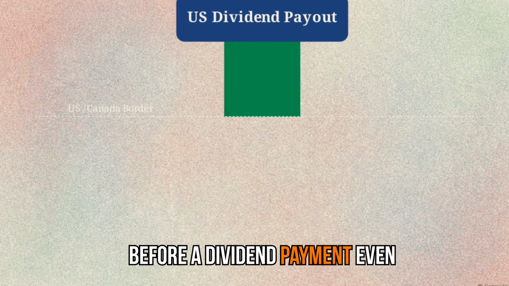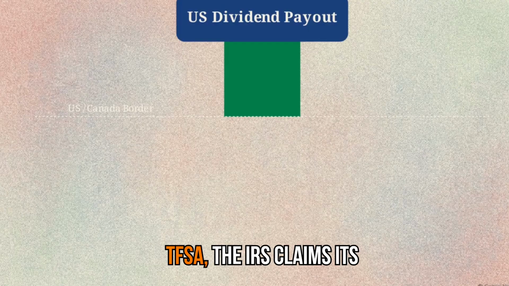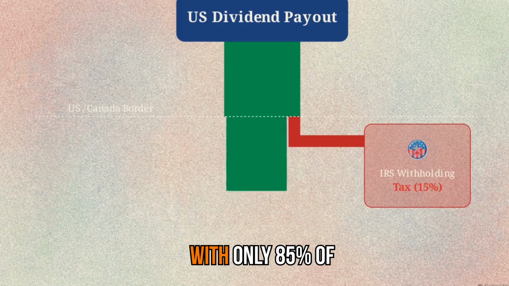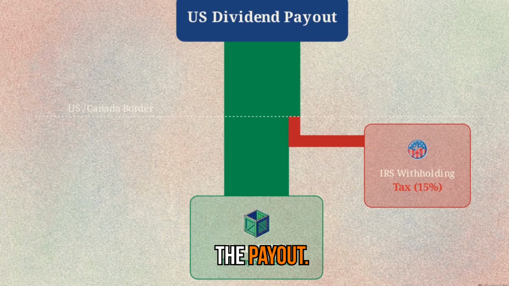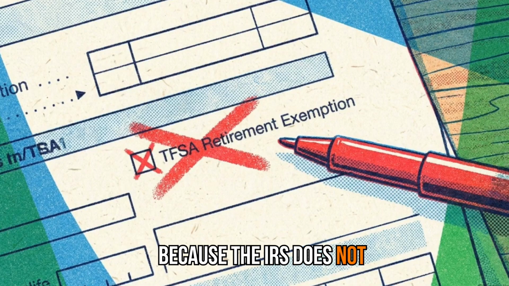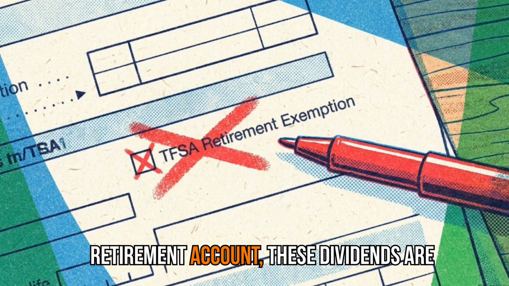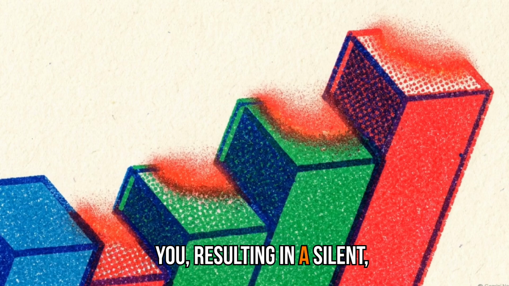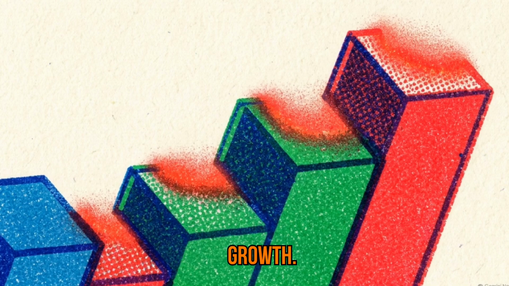Before a dividend payment even crosses the border into your TFSA, the IRS claims its 15% share, leaving you with only 85% of the original payout. Because the IRS does not see the TFSA as a retirement account, these dividends are taxed before they ever reach you, resulting in a silent annual drain on your compound growth.